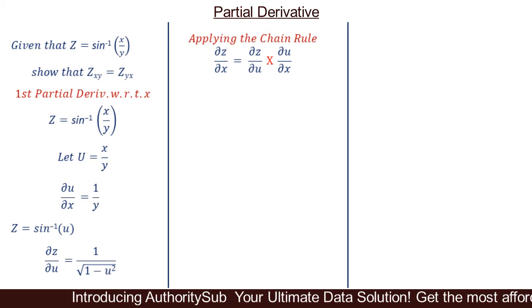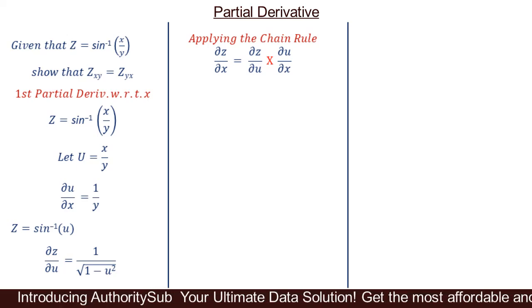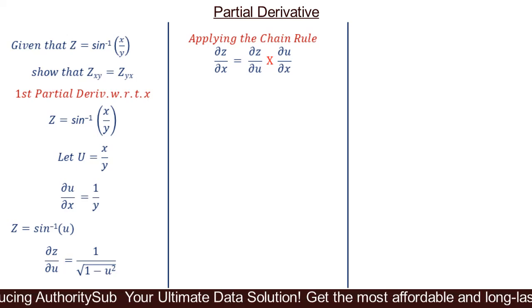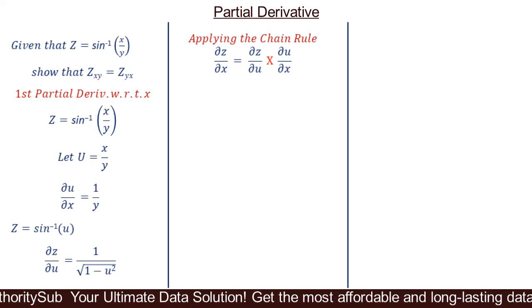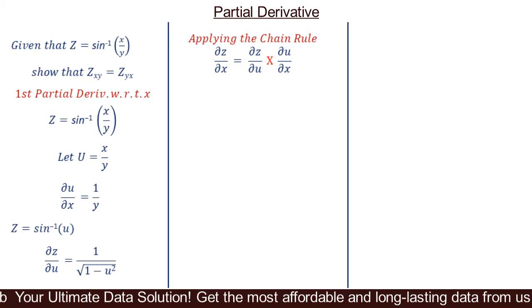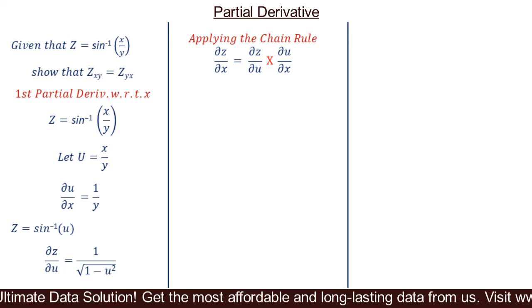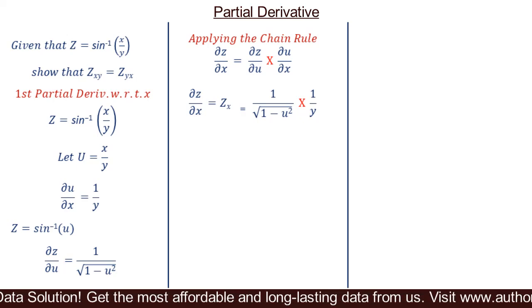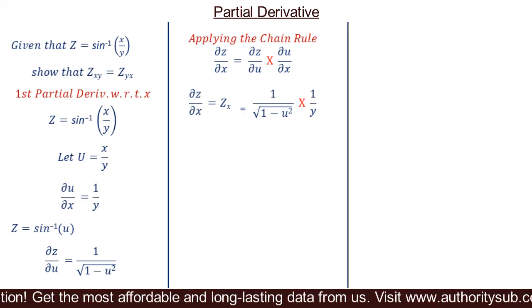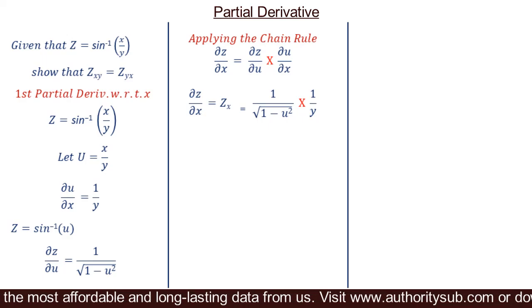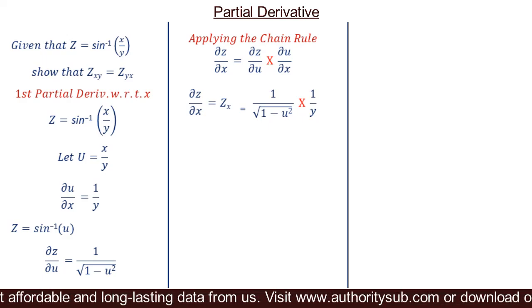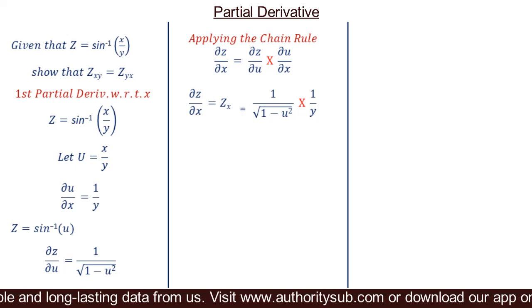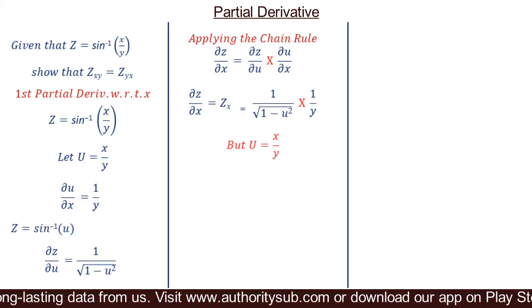Now let's go. So bringing this together, we have solved and we obtained partial z all over partial u, and also we have obtained the partial u all over partial x. Bringing it together, we have that the partial z all over partial x is equal to 1 all over square root of 1 minus u squared multiplied by 1 all over y. Okay, but you remember that u is equal to x all over y.